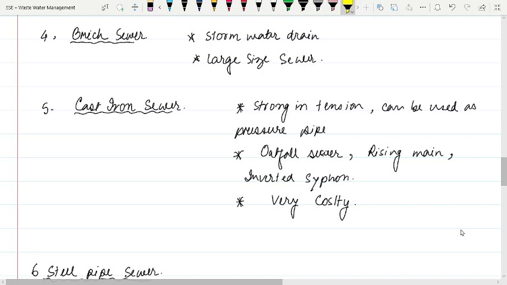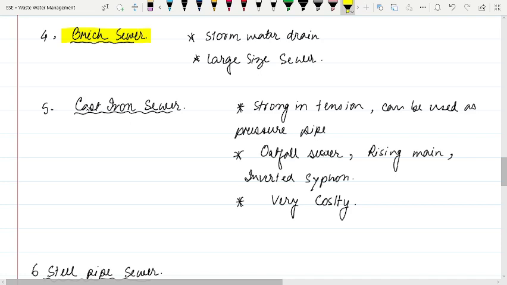Next, we come to brick sewer. Brick sewers are generally designed for stormwater drains and large size sewers. If two or three sewers are connected at a point, we can provide brick sewer so that it can take the sewage from all those branch sewer pipes.